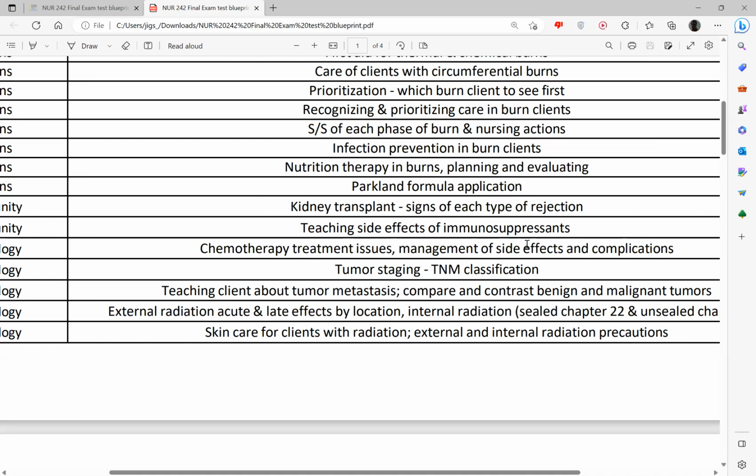So let's say, can we remove the head? No, only non-vital organs can be removed. Let's say I lost my larynx. What will I have now? I have no larynx, so I'll have a tracheostomy. I have no esophagus, so a PEG tube.